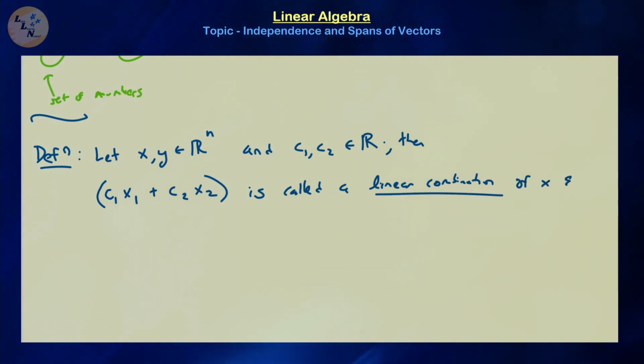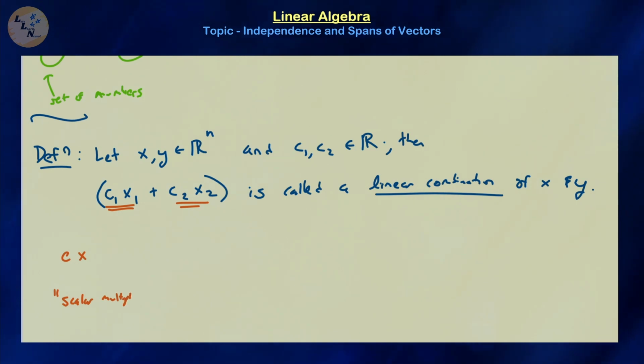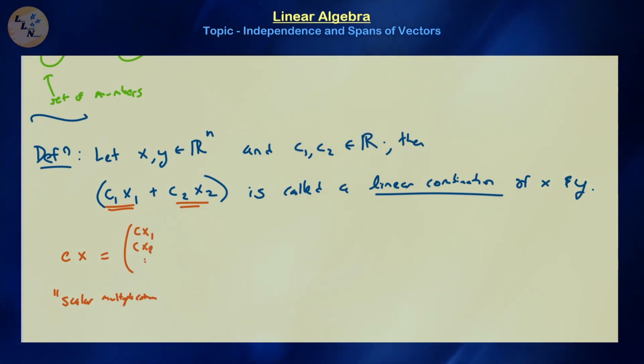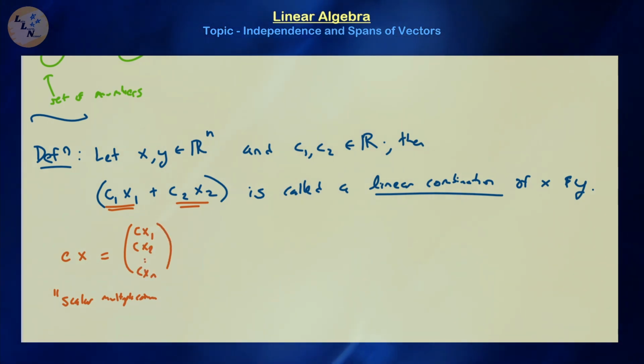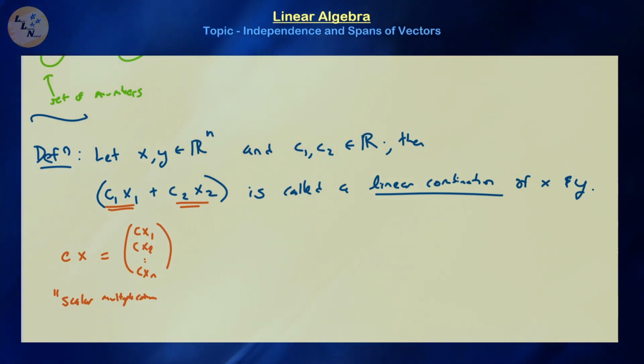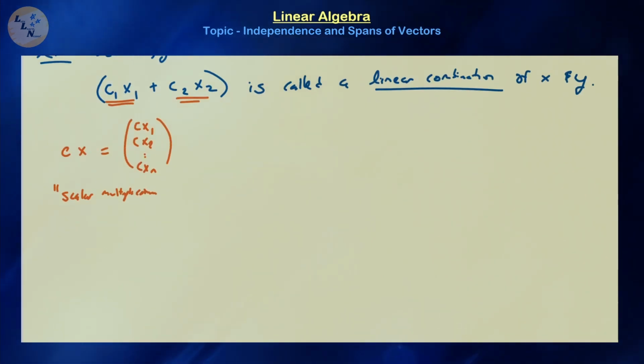of x and y. So first off, let us define what we actually mean by this type of multiplication. c times x is usually what we refer to as scalar multiplication. And if you don't already know what that is, that's the same as, for example, cx1, cx2 down to cxn. Because x1, x2 down to xn are real numbers, c is a real number, and the multiplication of real numbers, at least in the general sense, is well defined. Right, so that is what a linear combination is.